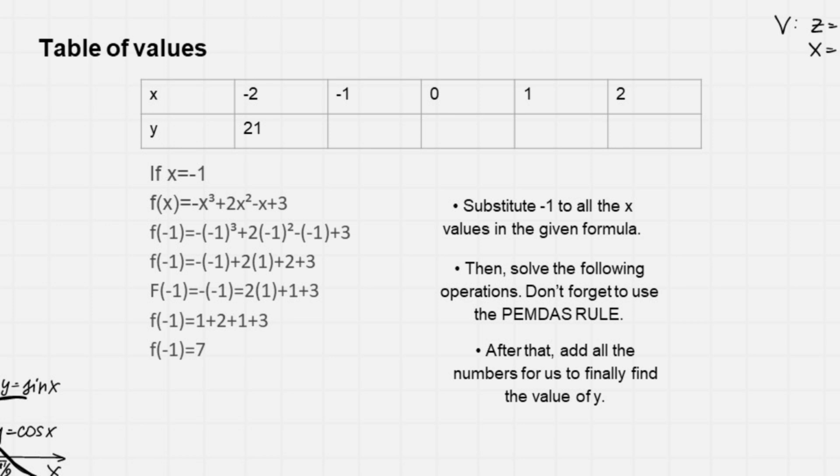Negative times negative 1 is equal to positive 1. Bring down plus 3. So negative times negative 1 is equal to positive 1. Plus 2 times 1 is equal to 2. Bring down plus 1 and plus 3. So 1 plus 2 plus 3 and plus 1 is equal to 7.